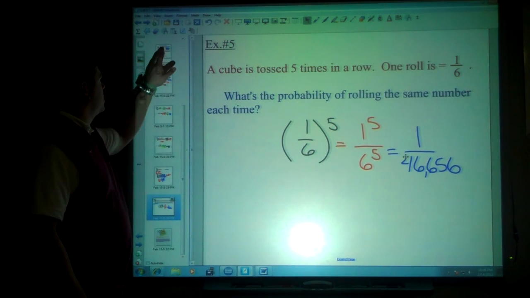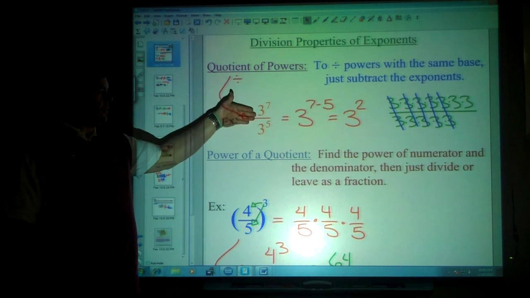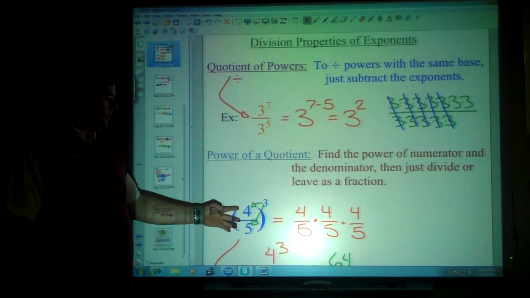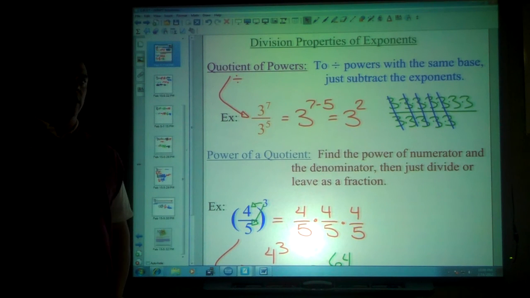So again, some recaps, pretty similar. When you have the same base, you subtract, and if it's a quotient, you can give it to both the numerator and the denominator.